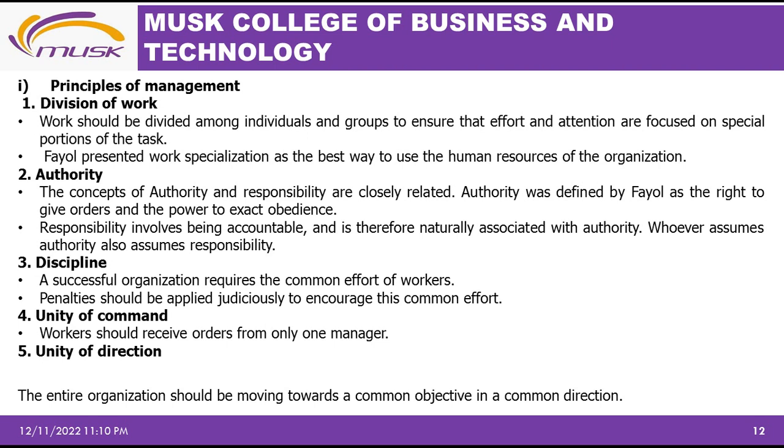Then we have authority. So authority was defined by Fayol as the right to give orders and the power to exact obedience. So authority is also a very important principle. It should come in handy with the role that you are playing as a manager. Then we have the principle of discipline. We have the principle of unity of command, where we are saying workers should receive orders only from one manager. When you are receiving orders from more than one manager, there is a sense of confusion. There is a sense of not knowing who to report to, and so on and so forth.